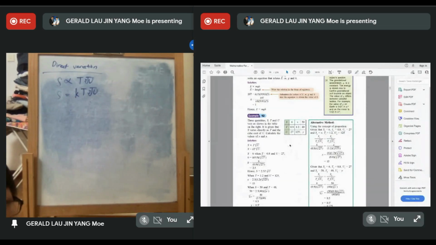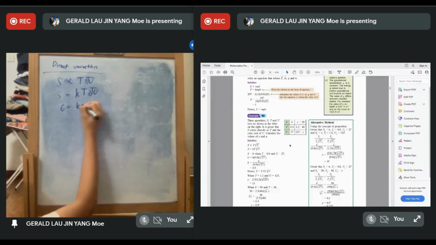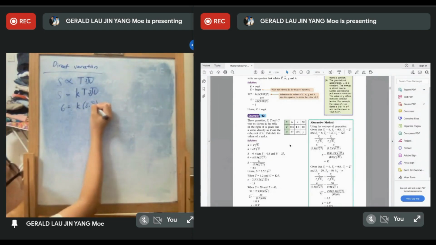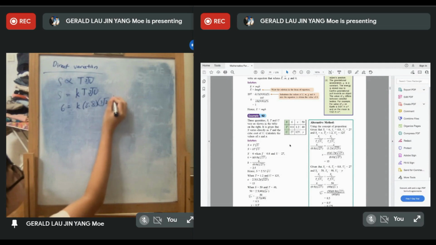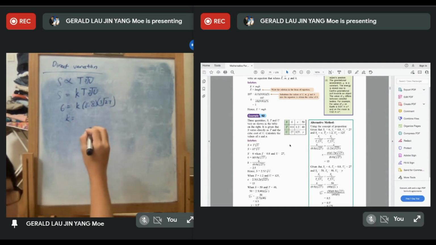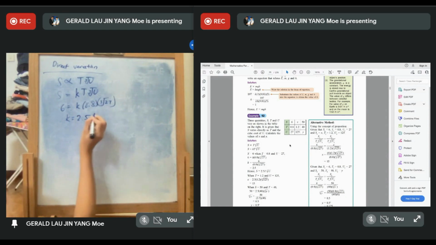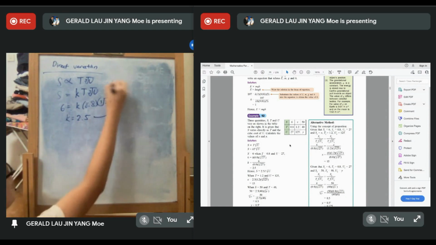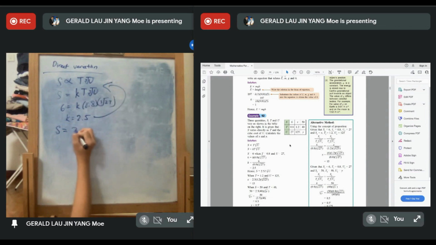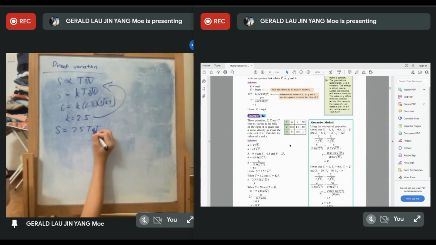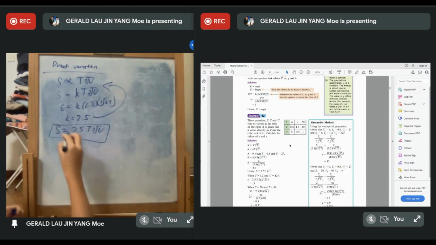You see the first one. 6 equals k times, what is t? 0.8, and then cube root 27. Then you find your k is 2.5. Once you get your k already, substitute back inside. S equals 2.5 t cube root u. Easy, right? But this is not your final answer. Once you get this ready, then only you go and find the values of x and y. So you just substitute inside.